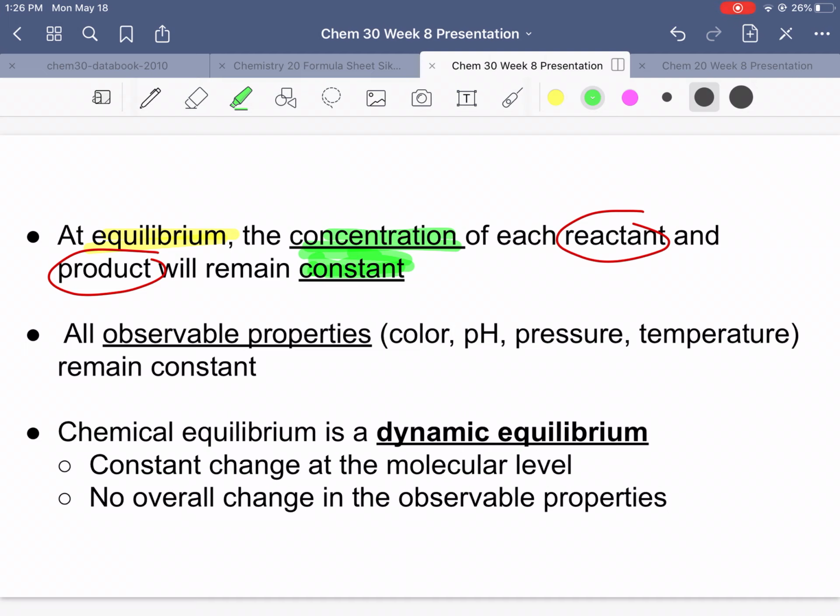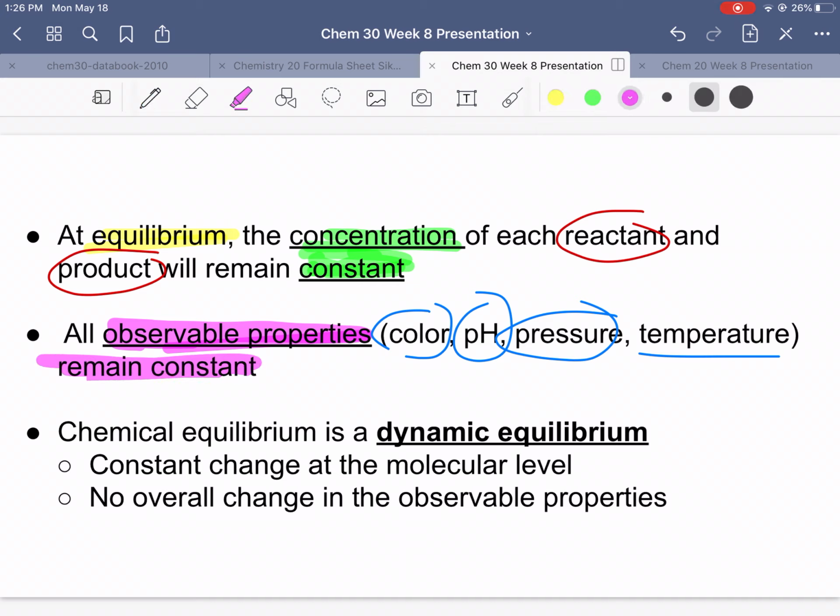The next thing, at equilibrium, all of the observable properties, we call these macroscopic properties, the ones that you can actually visually see. Classic examples would be color, the pH, the pressure it's at, the temperature. All of these at equilibrium are constant. If they're changing, it's not at equilibrium.